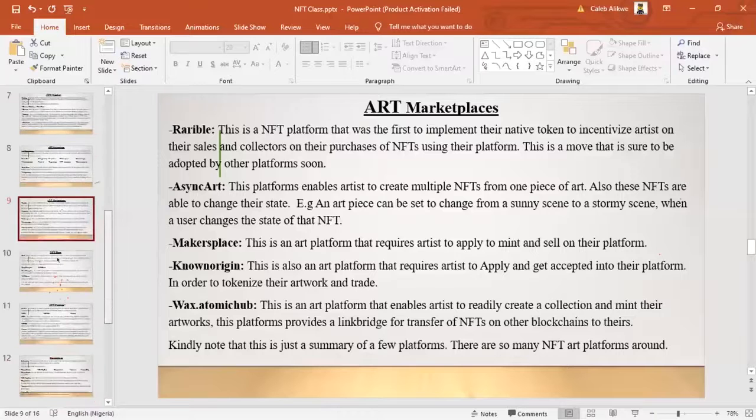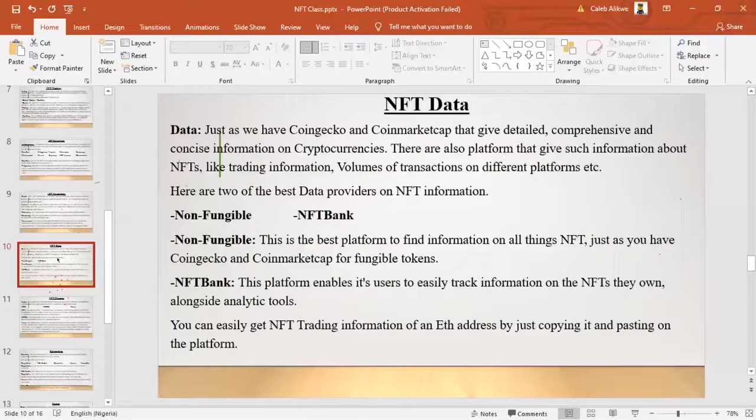Then next up, NFT data. So if you are someone interested in getting information about the latest sales, volume of sales, certain NFT collections that were sold or the likes, there are platforms like that in the NFT space that give you such information.